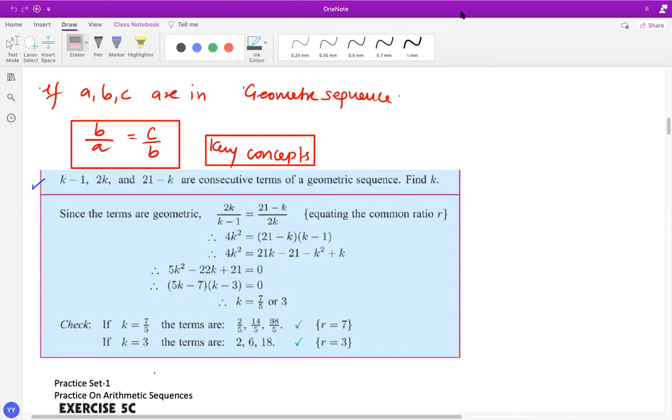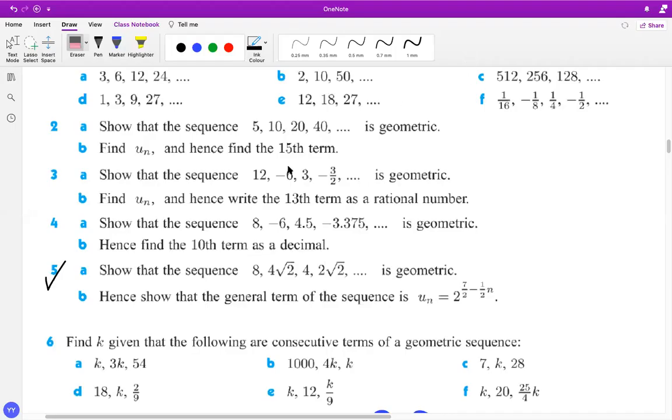Now let's take one more example that is a little advanced. I'll take the fifth question. They say that 8, 4 root 2, 4, 2 root 2 is a geometric sequence. Show that the general term formula is this. For this question, you require a little bit of knowledge about surds and indices. I'm going to take the first definition: the nth term of the geometric sequence is u1 times the ratio to the power n minus 1. Here, my u1 is 8. Now when I find the ratio, I can divide any term by the previous term.